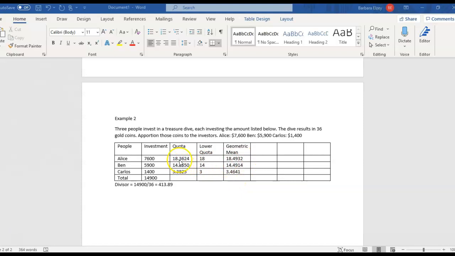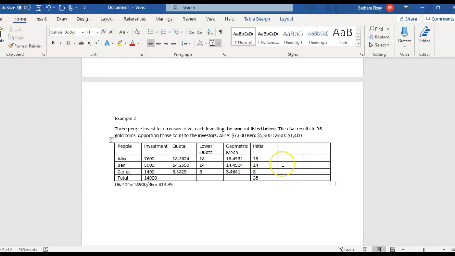Okay, so now let's compare. Notice the quota has the same whole number as the geometric mean, so let's just compare the decimals. 3624 is smaller than 4932, so we want to round this one down. This will be 18. I guess I should put an initial over here. All right, and then 2550 is smaller than 4914, so we're going to round that one down. And then finally 3825 is smaller than 4641, so we're going to round this one down to 3. And if we add these up, we're going to have 35 coins allocated.